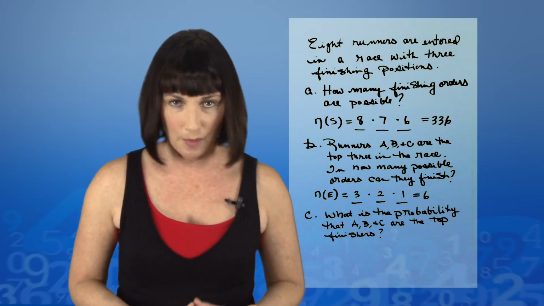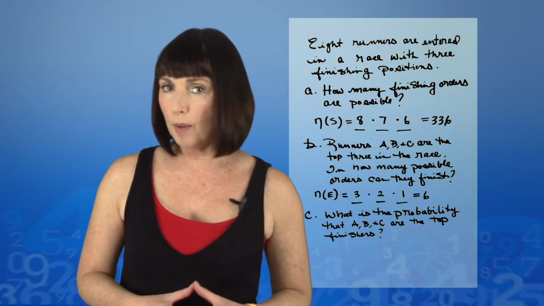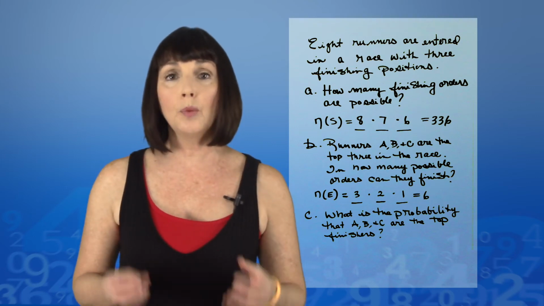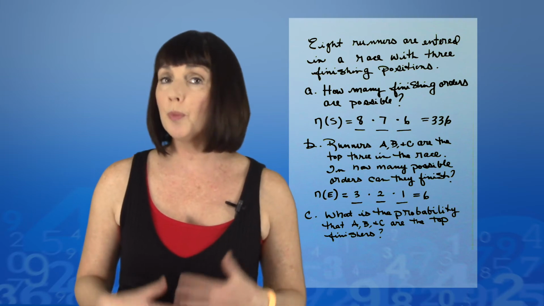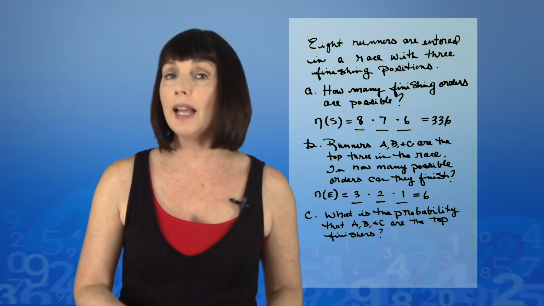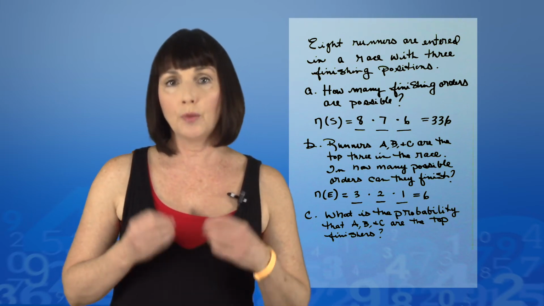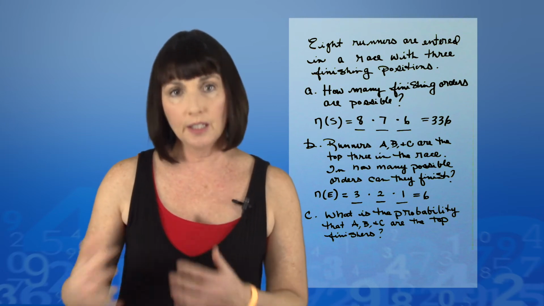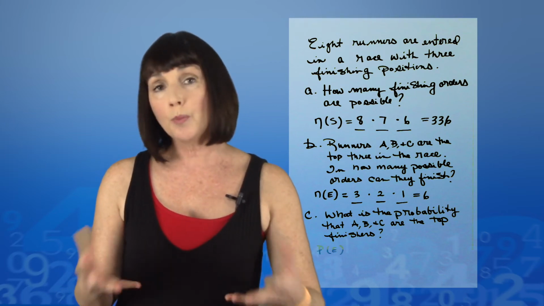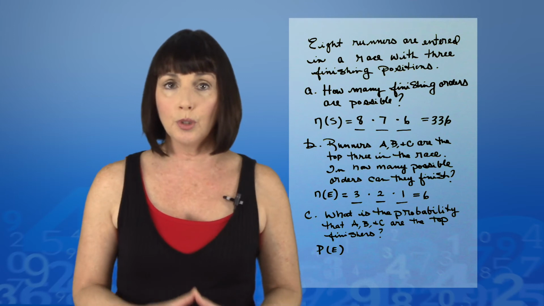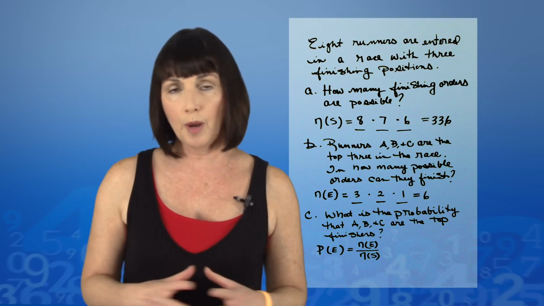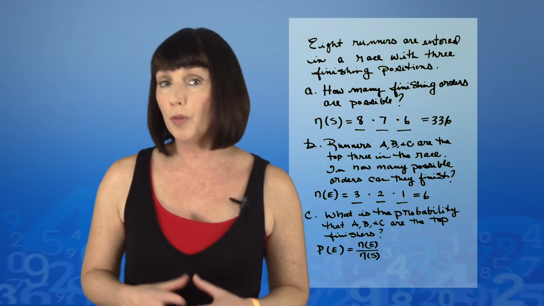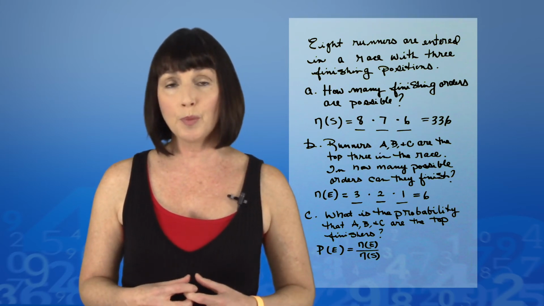The last part of our problem says, what is the probability that runners A, B, and C will be the top finishers in our race? Now we're looking for the probability of a particular event, and that event is that runners A, B, and C finish in the top 3 places. The probability of that event is equal to the number of ways that event can occur divided by the total number of possible outcomes. We found both those values in the previous parts of this problem.